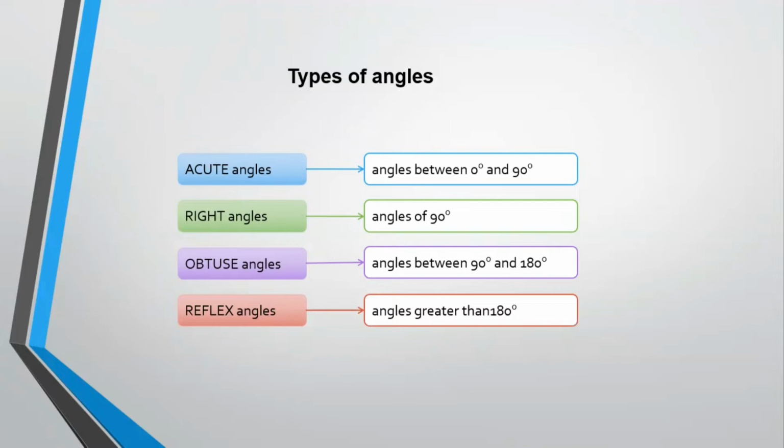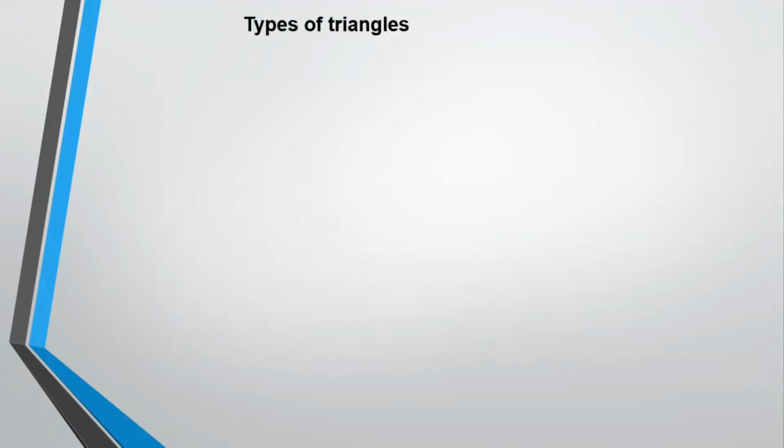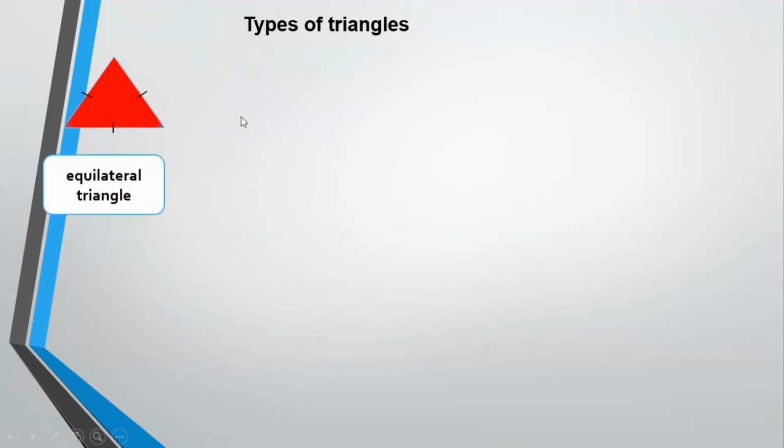Now let us understand the properties of triangles. For that we should know what are different types of triangles. So types of triangles are classified on the basis of their sides and on the basis of their angle. Let us first understand the types of triangles on the basis of their sides. Now what we observe here is that each and every side of this triangle is equal. So such triangles are called equilateral triangles. The word equal itself suggests that.